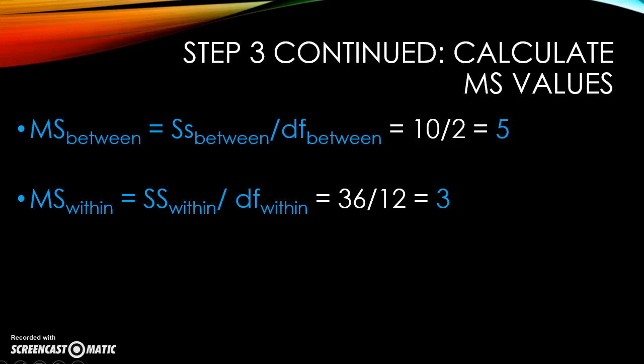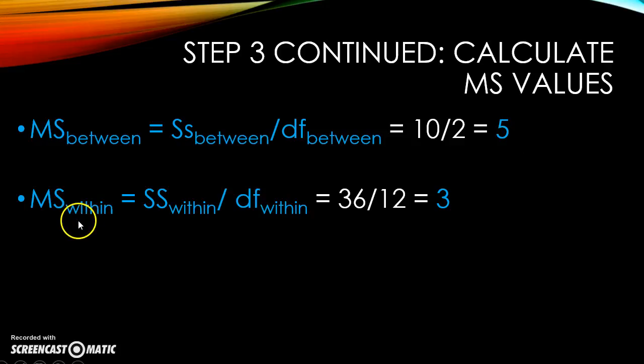Moving on to the next step of step 3 would be to calculate the MS values. To figure MS between, we would take the sum of squares between divided by the degrees of freedom between. So take the 2 former values that we figured and plug those in. For SS between we figured 10 and DF between we figured 2. 10 divided by 2 is 5. That is our value for MS between.